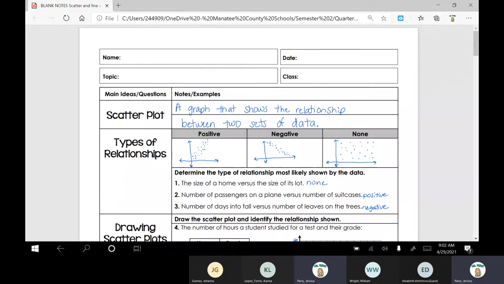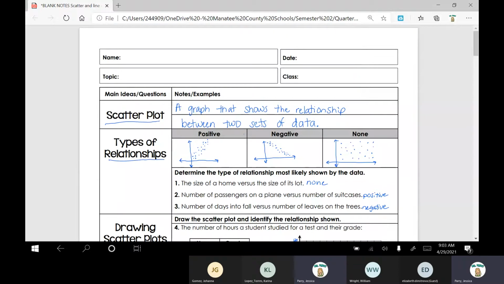So today what we're going to be doing is taking notes on scatter plots and lines of best fit. So it's kind of like two different topics here. The first one we're going to be covering is scatter plots. And what is a scatter plot? It is a graph that shows the relationship between two sets of data.